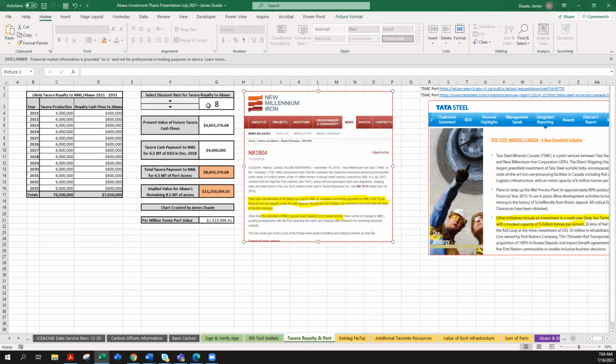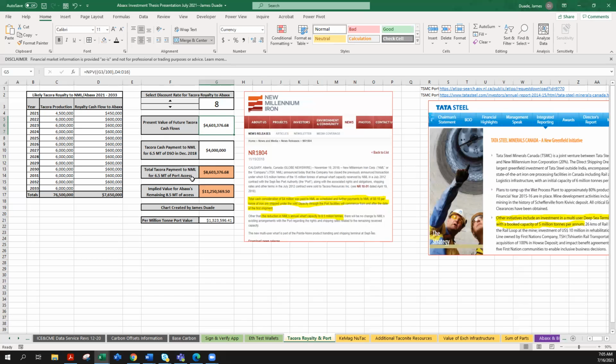If we do a discounted cash flow analysis using 8%, and you can choose to say 10% or whatever you want, but I put 8%. So the present value of future cash flows would be 4.6 million. So then that goes into our equation for the sum of the parts as 4.6 million Canadian.